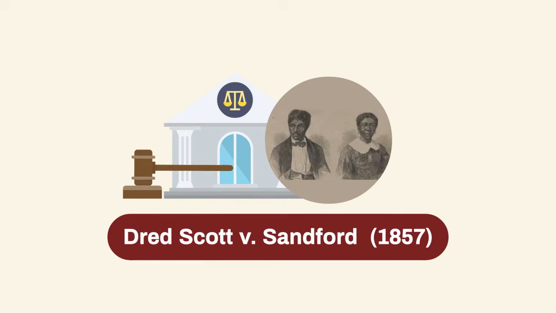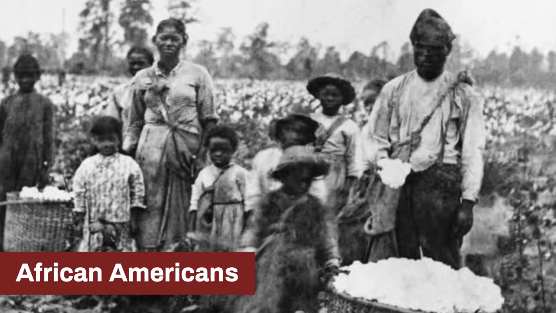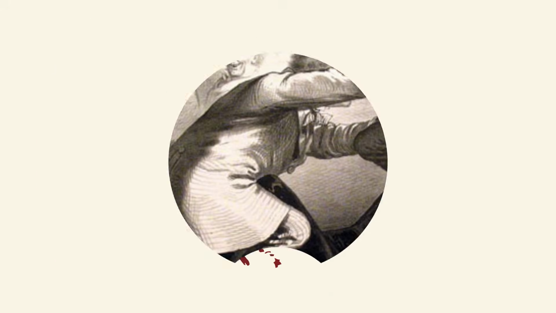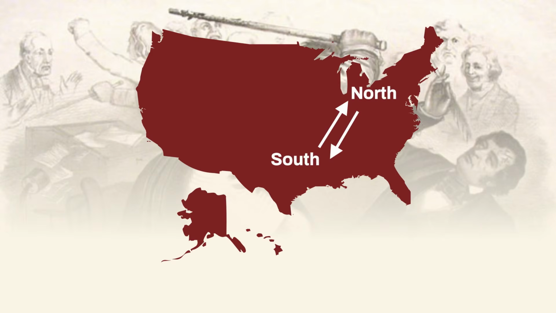Dred Scott v. Sanford, 1857. This controversial decision denied citizenship to African Americans and said Congress couldn't ban slavery in U.S. territories. It heightened tensions between North and South and is considered one of the worst rulings in history.